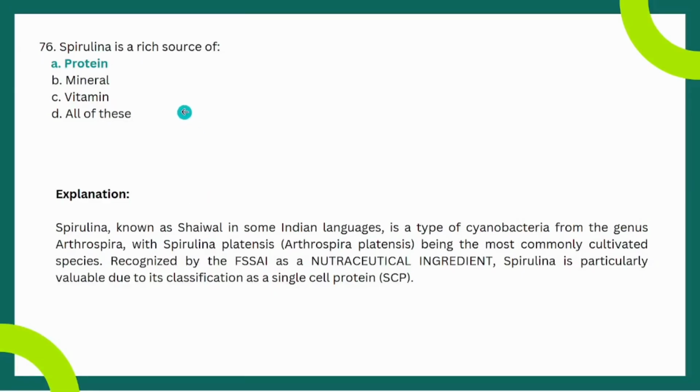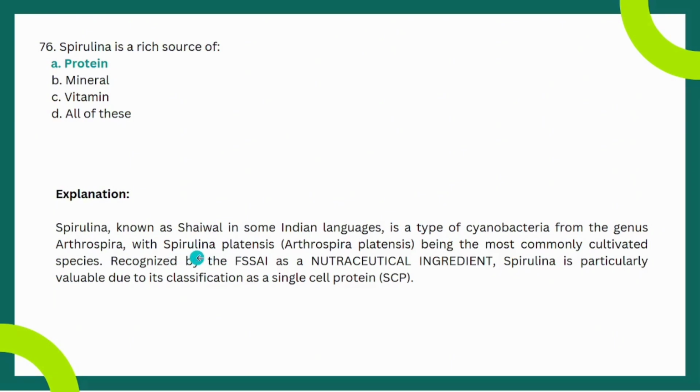Let's move on to the questions. 76th question. Spirulina is a rich source of, the answer is protein. Here is an explanation. Spirulina, also known as shaiwal in some Indian languages, is a type of cyanobacteria from the genus Arthrospira.